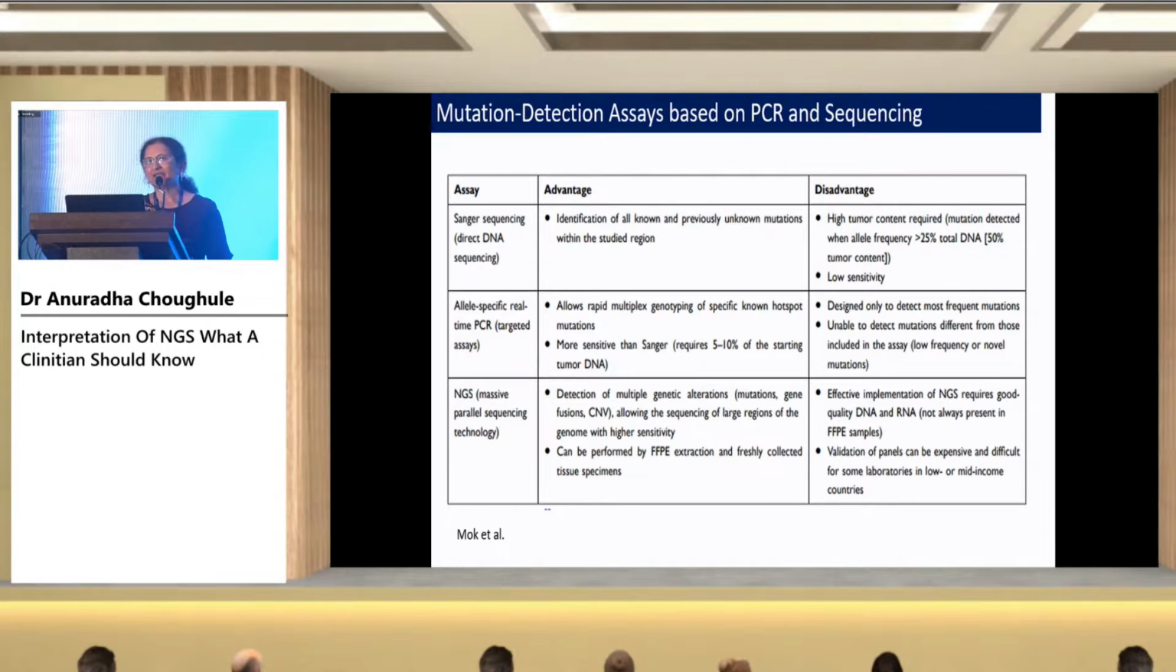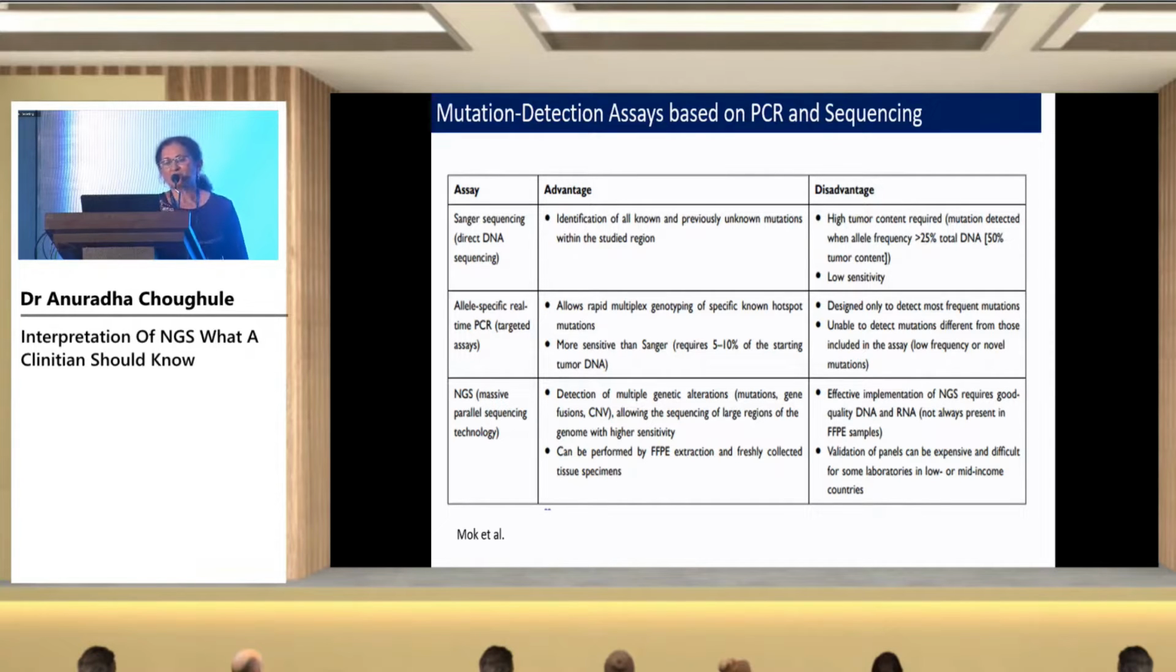So, there are various types of mutation detection, but each methodology has its own advantages and disadvantages. Like in Sanger sequencing, only a single gene can be detected at a time. But the disadvantage is that you need at least 25% tumor cell content in your sample, because it has very low sensitivity.